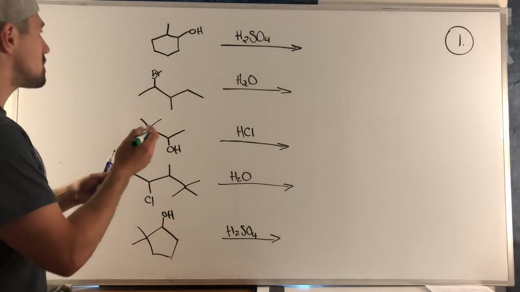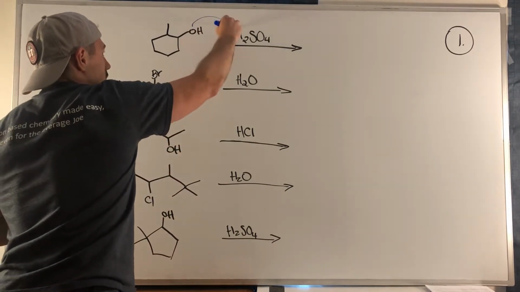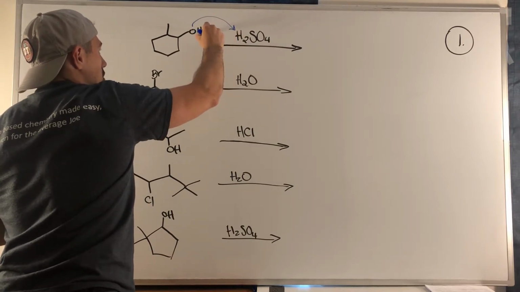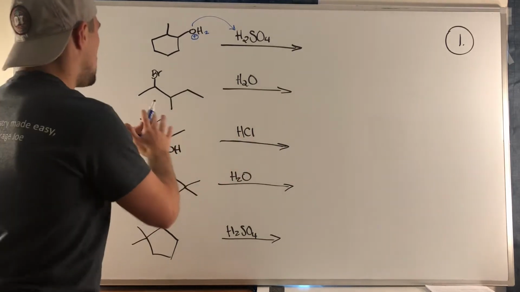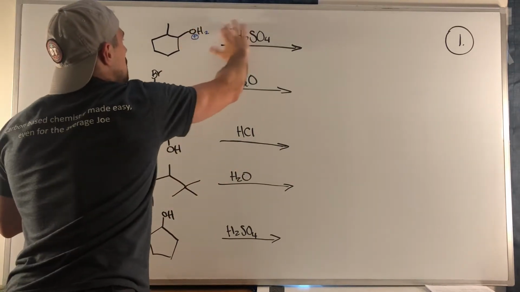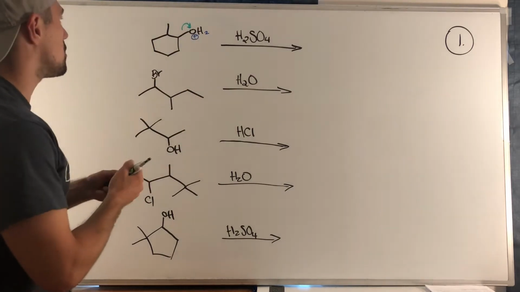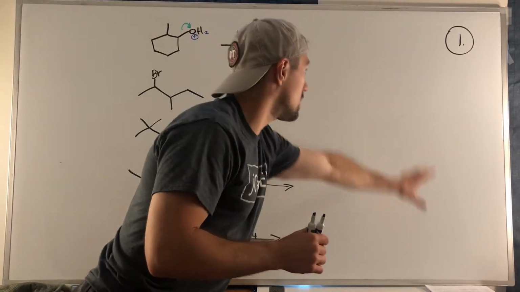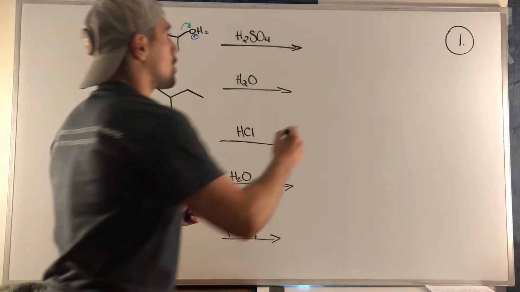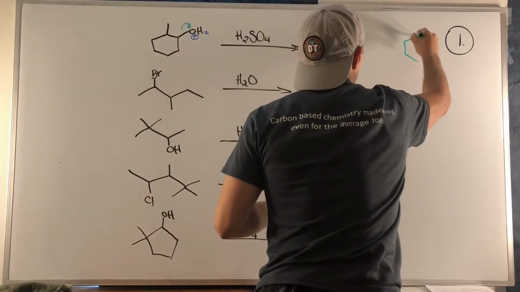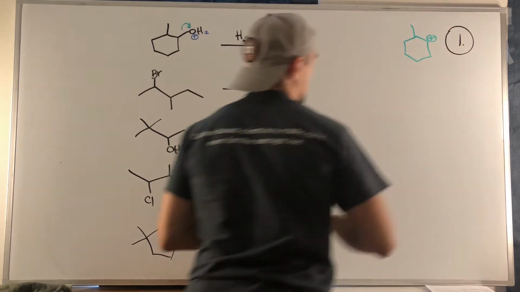What I'll show you first is how this will pick up H+, turn into OH2+, basically water, and we will have it leave. My approach is to draw the initial carbocation over here, and then draw the final one right there. So initially, the carbocation I am going to form is this, the secondary one.